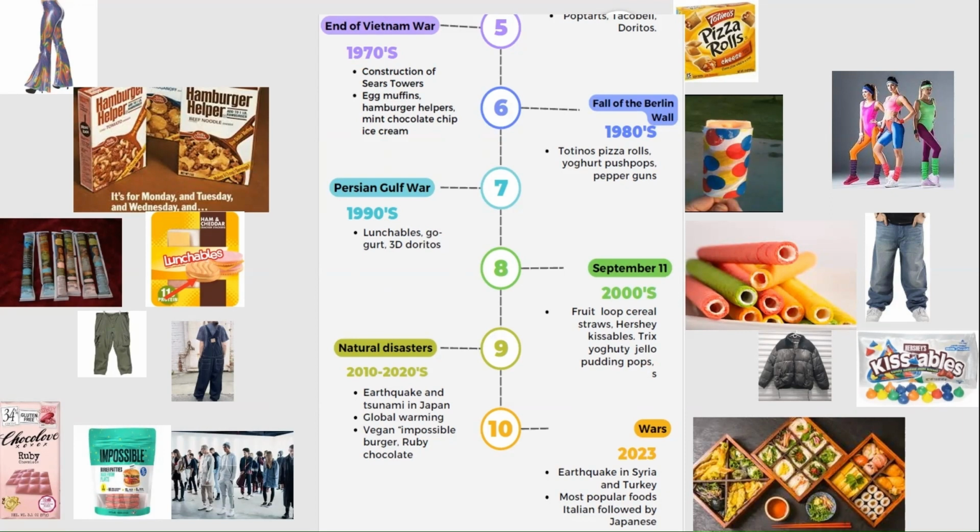In recent events, from 2010 to about 2020, we saw the earthquake and tsunami in Japan, along with a growing awareness of global warming. And we noticed there was a shift towards more vegetarian or vegan-friendly options. So we saw the Impossible Burger. We also noticed Ruby chocolate was invented. And in 2023, we see the earthquake in Syria and Turkey and the ongoing environmental challenges, and how that is impacting food security and access.